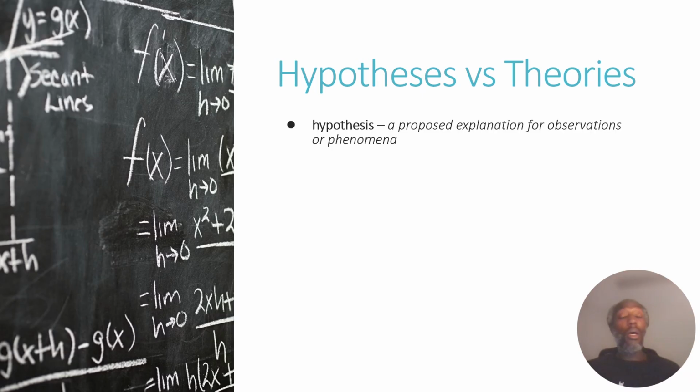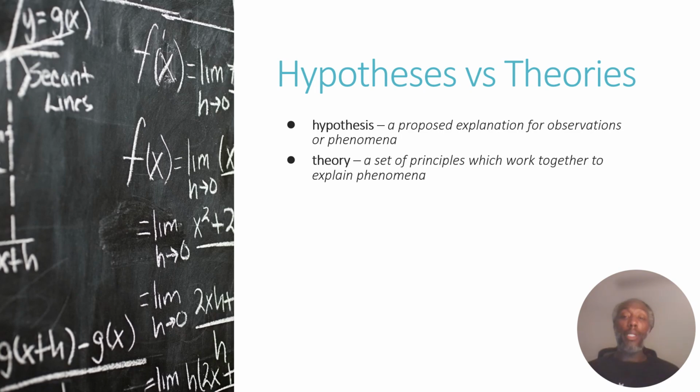Maybe not. I could further hypothesize that they were abducted by aliens that are so powerful they could hide any evidence of anything that they've done. And so I wouldn't be able to detect the aliens. It's still a hypothesis. A theory is a set of principles that work together to explain phenomena. Oftentimes, hypotheses could be elevated to the level of theory if they've been tested over and over and over again and seem to hold up to all of those tests.